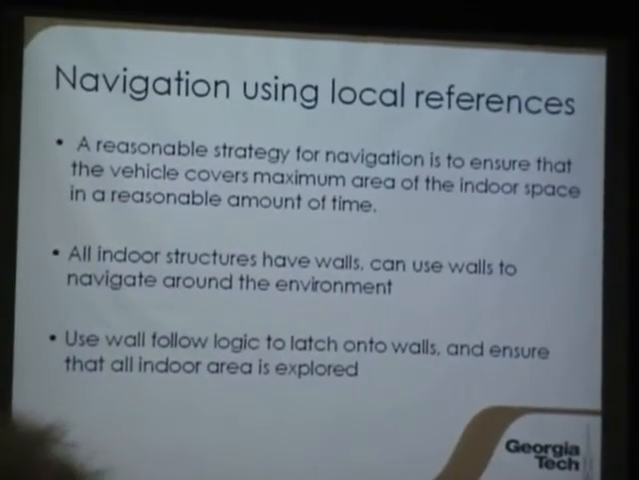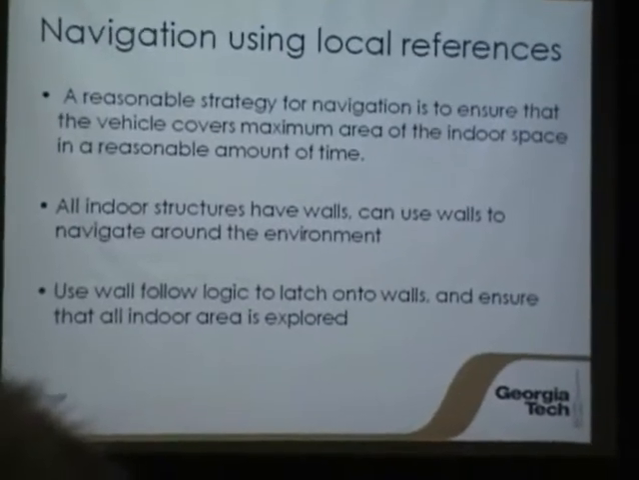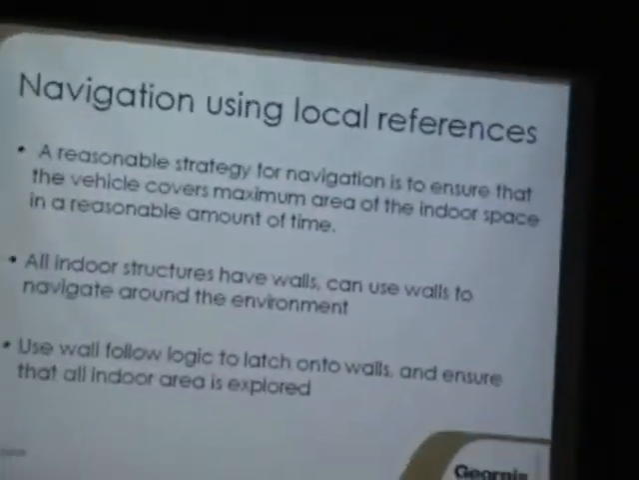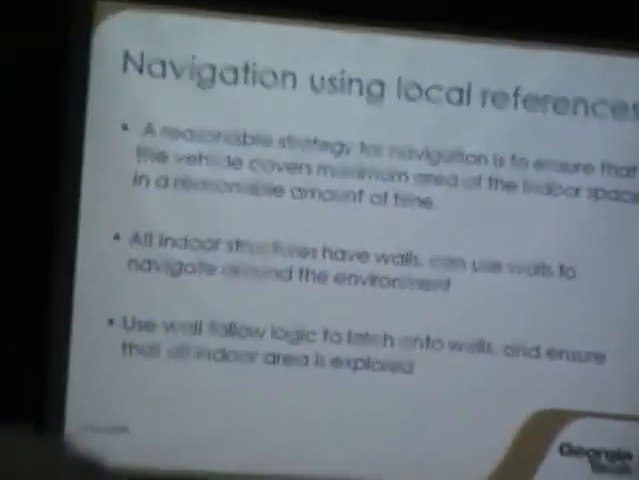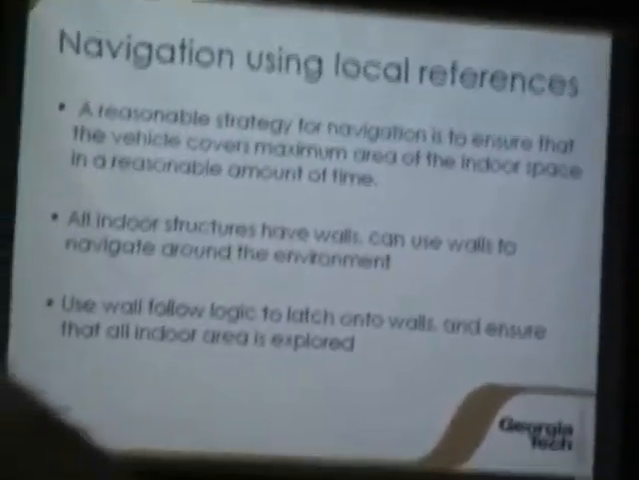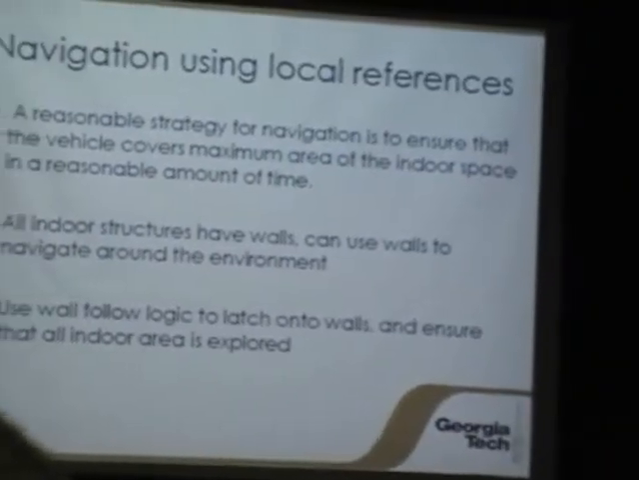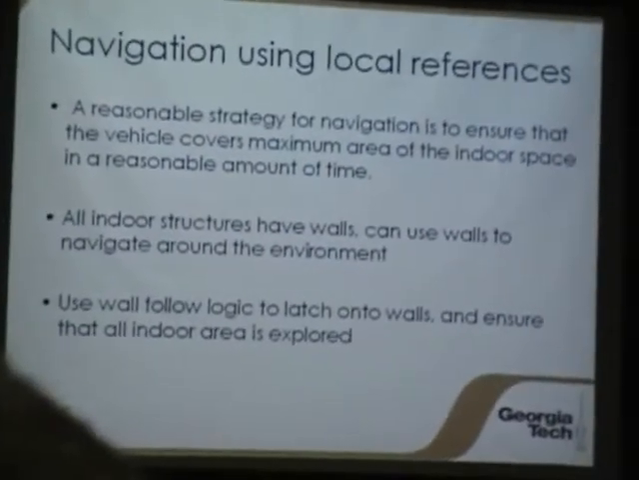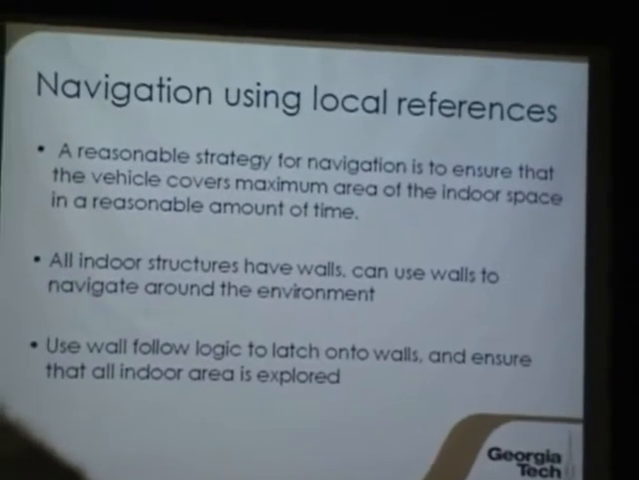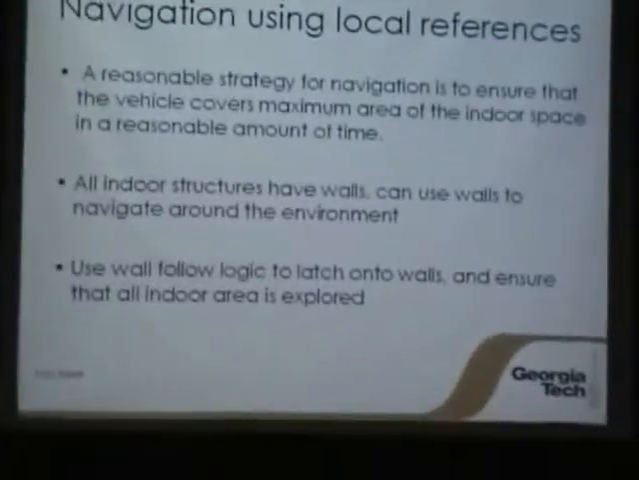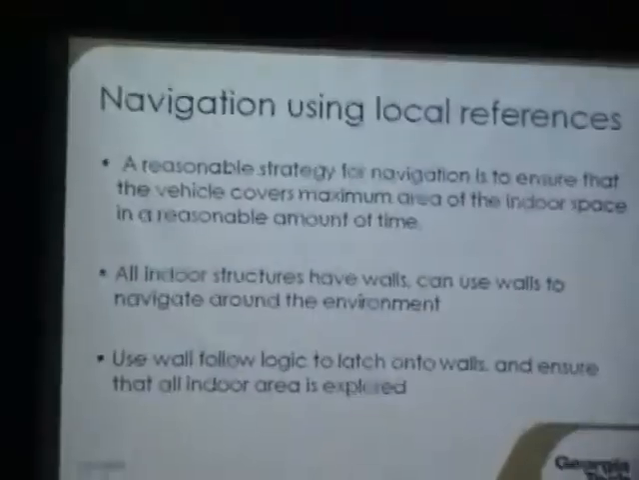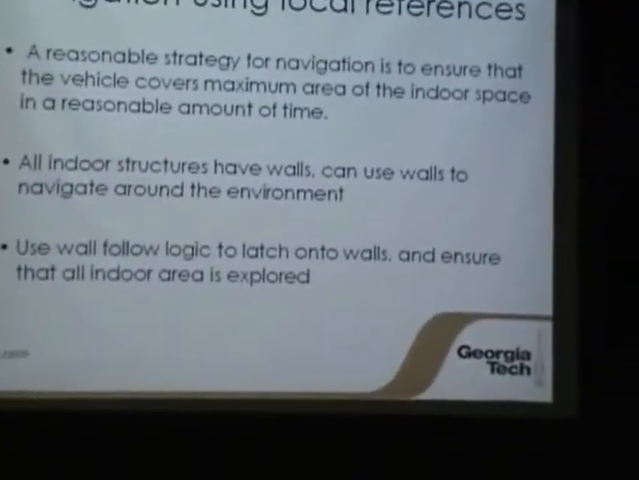So, as I said before, with this vehicle, we have the ability to have internal rate damping. And our strategy now is to have internal rate damping and follow walls to navigate inside an indoor environment. This strategy is reasonable because it allows us to traverse most of the indoor environment in a reasonable amount of time, if we can actually get the wall following to work and have the information about how far the wall is.